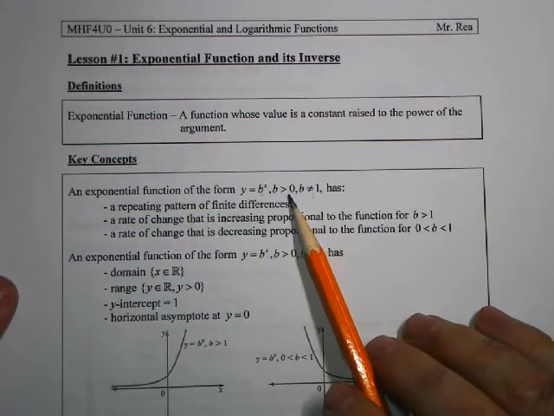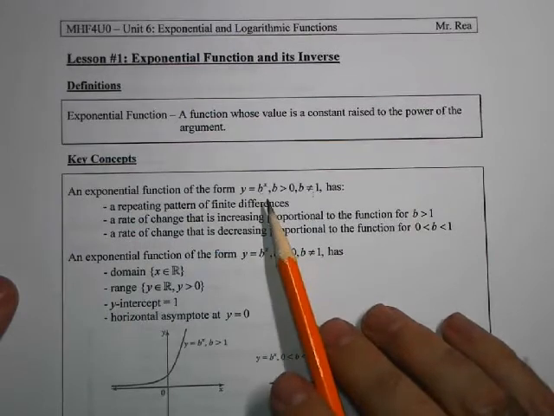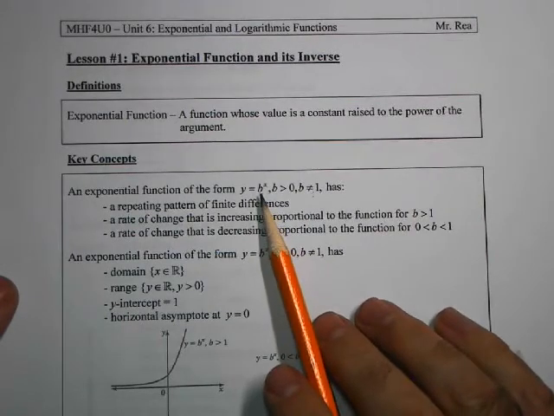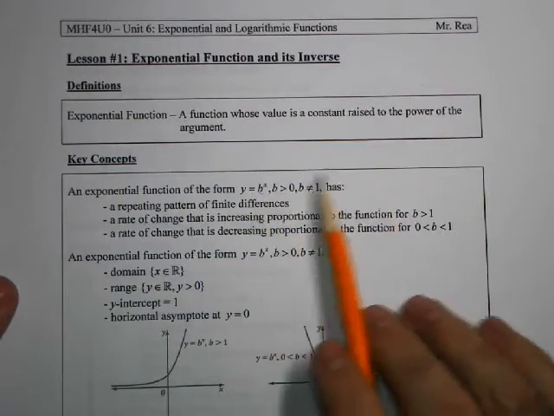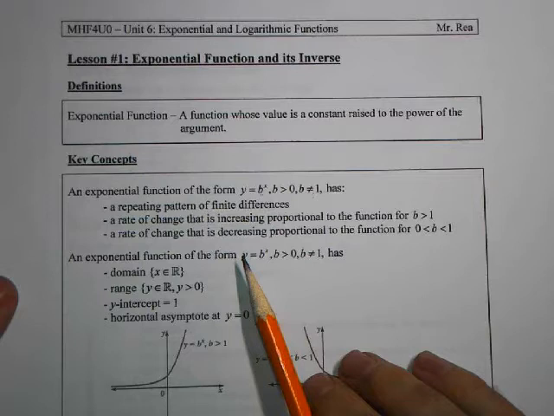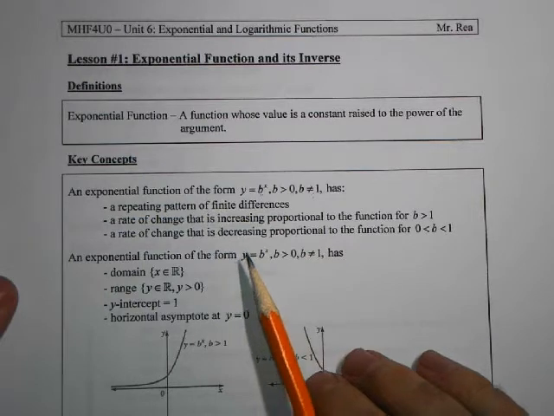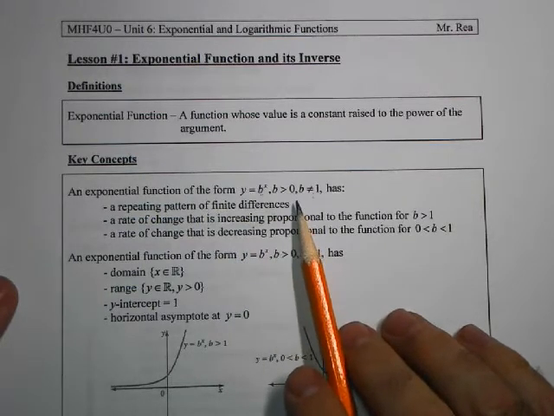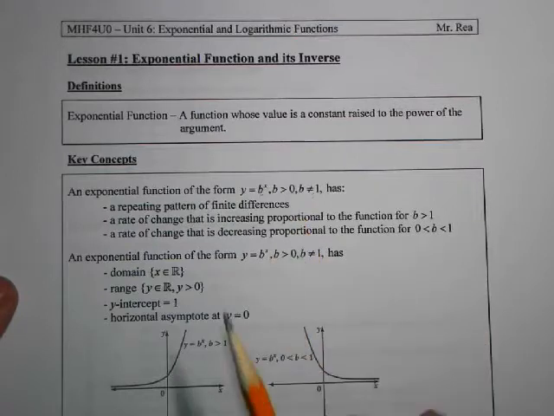We also remove negative bases because if you have a negative base, the value of y will be flip-flopping between positive and negative. And obviously that won't be a function. So it's positive values for the base, except for 1. Okay.